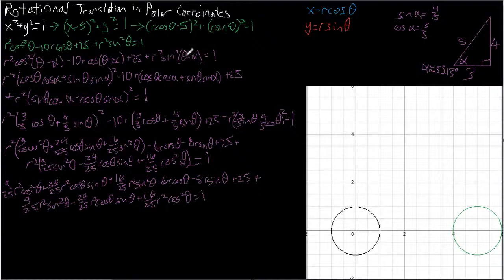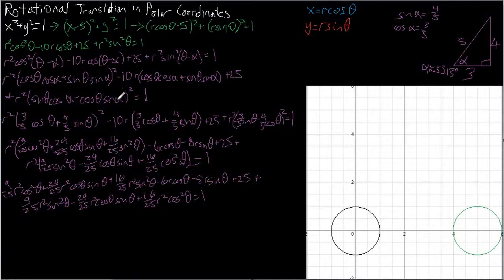And there are some formulas that you know from trigonometry. Cosine of theta minus alpha is cosine theta cosine alpha plus sine theta sine alpha. That happened twice in this equation. One time it's being squared, one time it's not. And the formula for sine of something minus something is sine of the first thing, cosine of the second thing, minus cosine of the first thing, sine of the second thing.